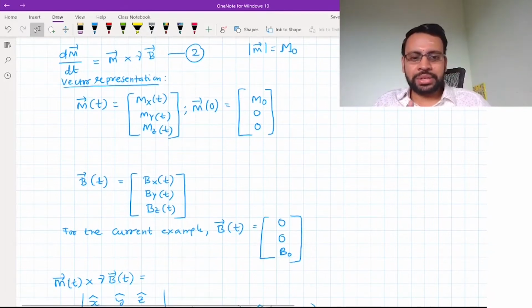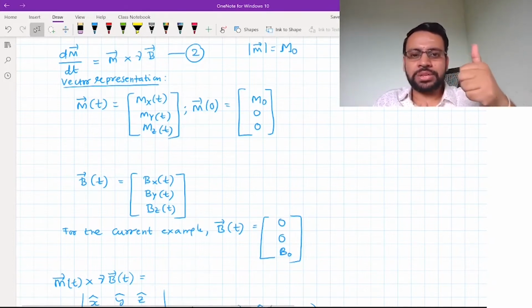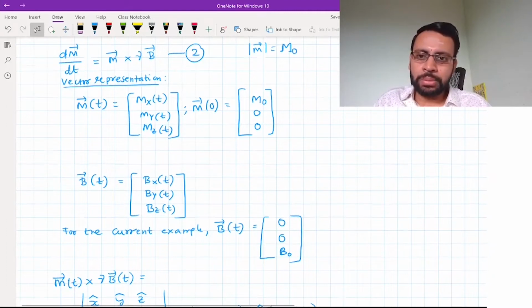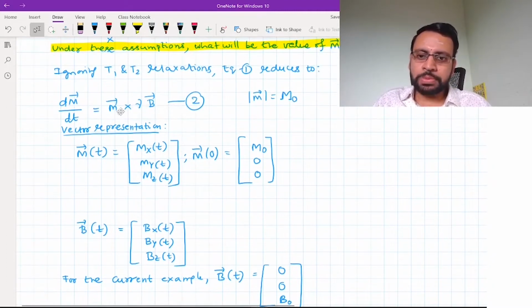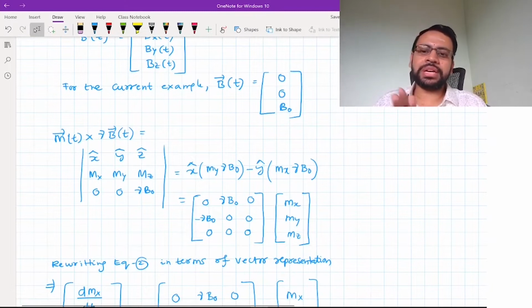So that is what we are considering as B naught. A constant uniform magnetic field is applied. Now you compute M bar cross product with gamma times B bar. So how do you compute it? You are all pretty familiar with the cross product.